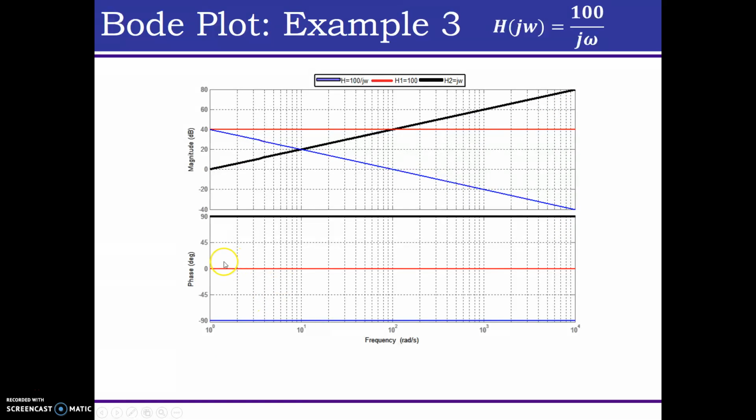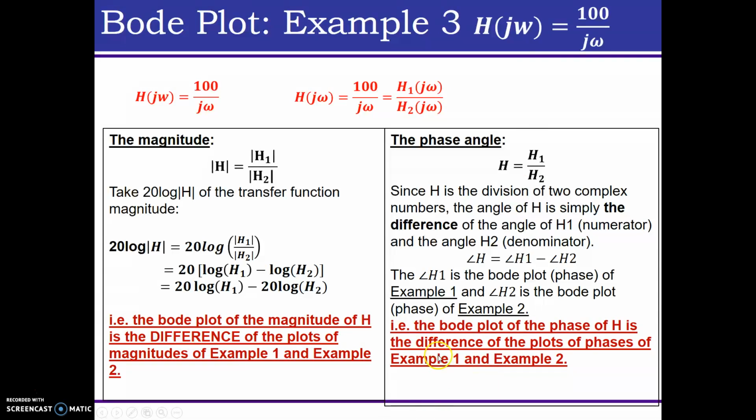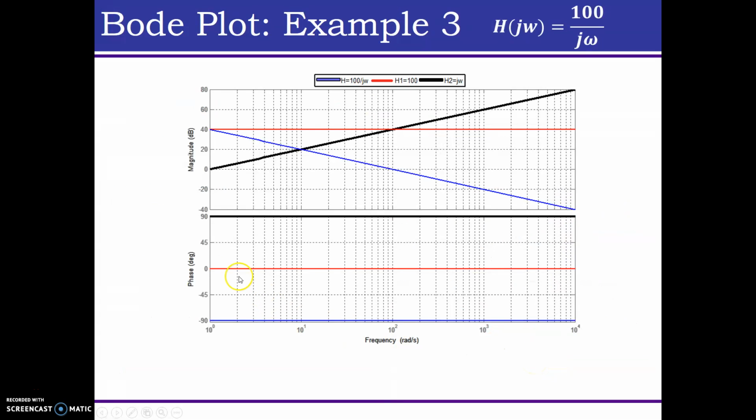Similarly, for the phase angle, we said that the Bode plot of the phase of h is the difference of the plots of phases of example 1 and example 2. So example 1 was the red line through 0 degrees. Example 2 was 90 degrees right here. So 0 minus 90, since it's the same across all frequencies, is negative 90. So the blue line is the negative 90 plot for 100 over j omega.